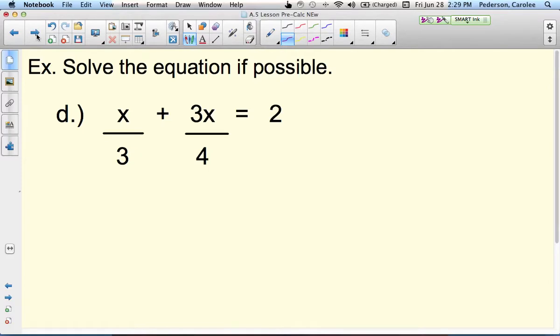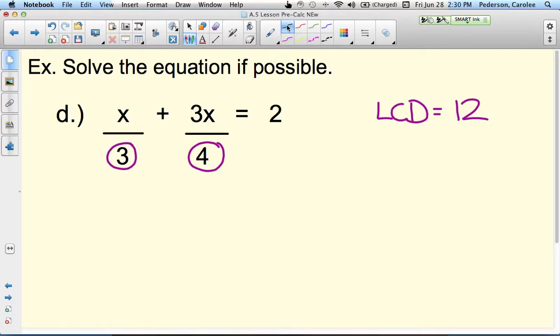Here's another example of an equation that has a fraction in it. It has two fractions. It has x over 3 and 3x over 4. So we want to ask ourselves, what is the LCD of this problem? So what is the LCD of 3 and 4? How can I get those two to cancel out? Well, the LCD is going to be 12. So I'm going to multiply all terms by 12.